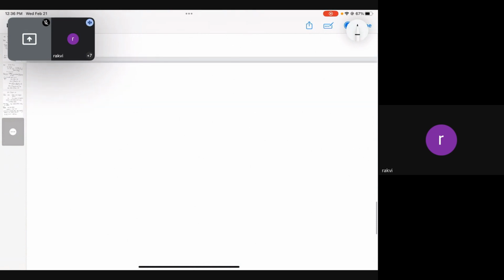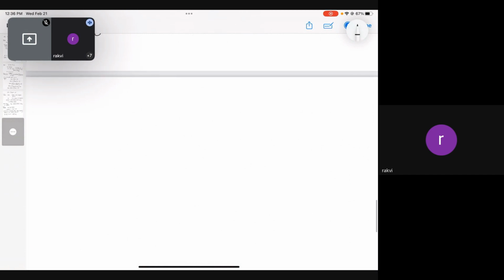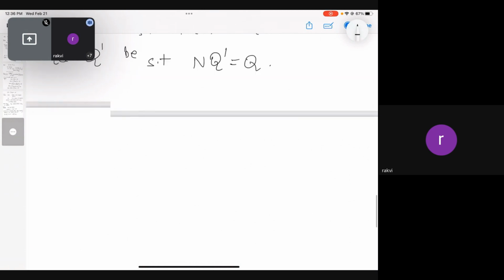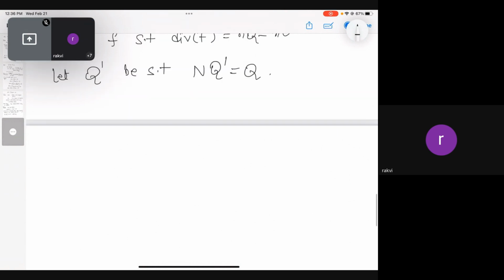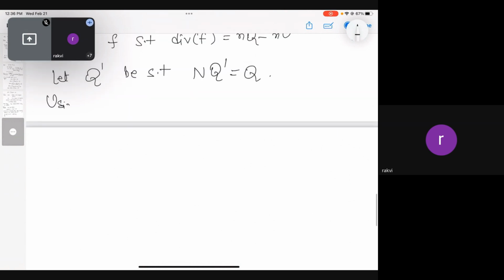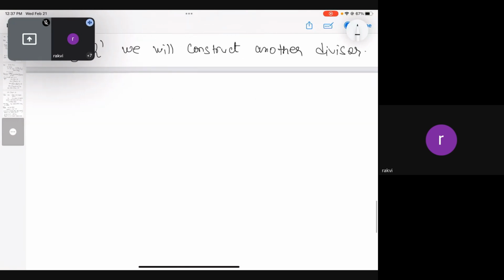So let me construct another divisor. So q bar is this point, right? Such that n times q bar is equal to q. So using q bar, we will construct another divisor. And the divisor is as follows.